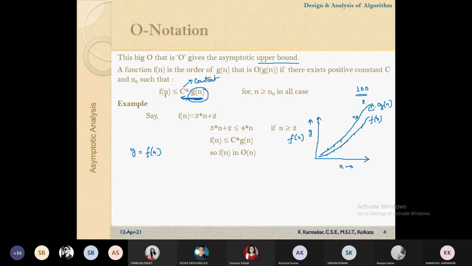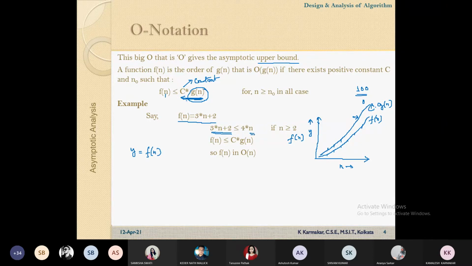So this is basically the asymptotic upper bound. Just for example, if f(n) equals 3n plus 2, and this function is given, we have to determine what will be the complexity of this function. So f(n) is this, and we have to determine the function g(n).